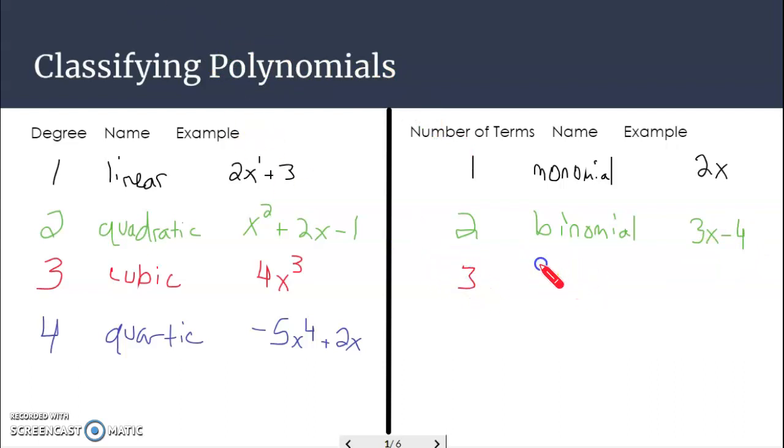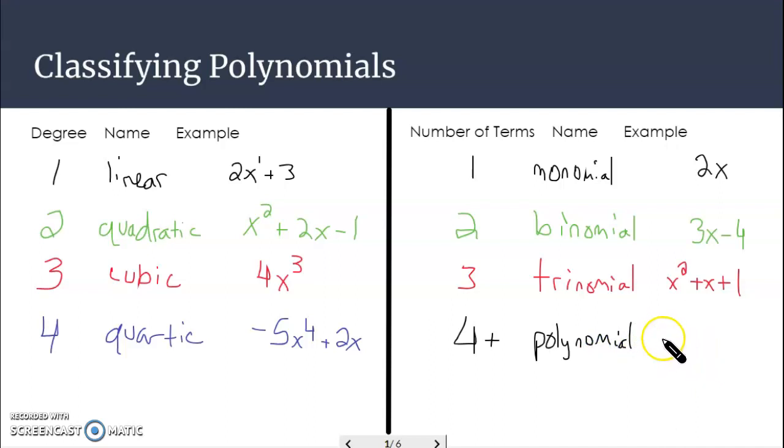Say you have 3 terms. That would be known as a trinomial. x squared plus x plus 1 is an example of a trinomial. And you could have 4 or more terms, and after 4 or more, they usually just call it poly, meaning many, polynomial. 2x cubed minus 3x squared plus 4x plus 9. Example of a polynomial with 4 or more terms.